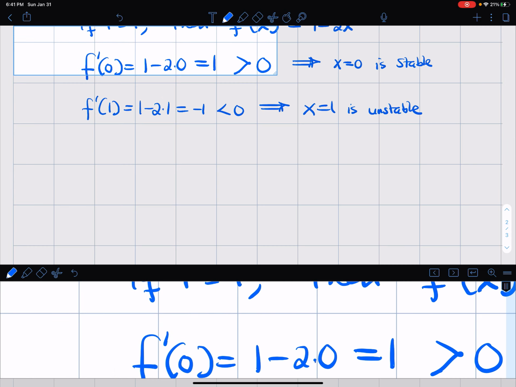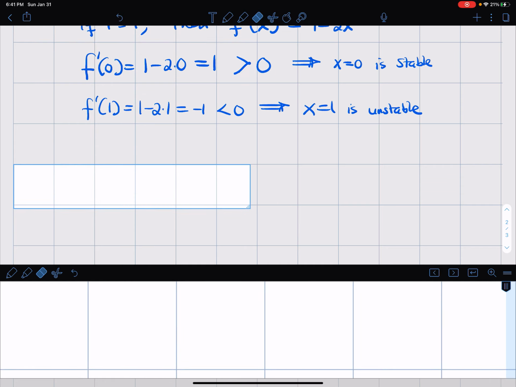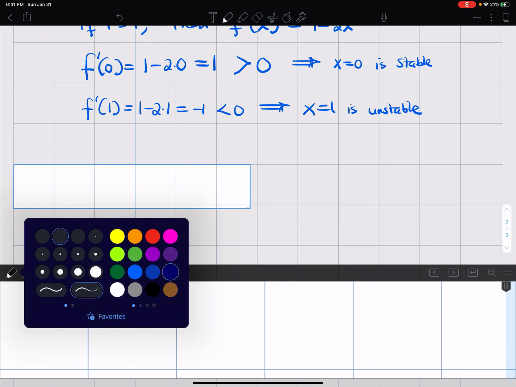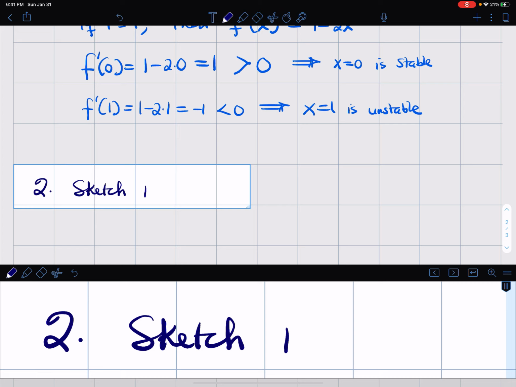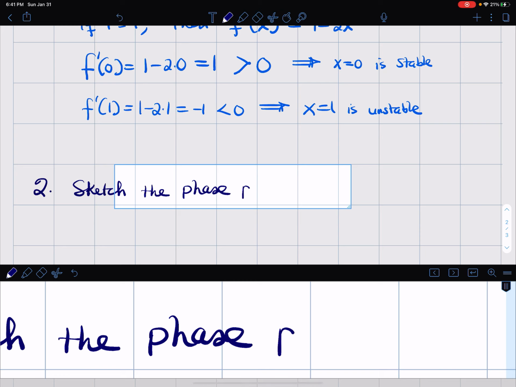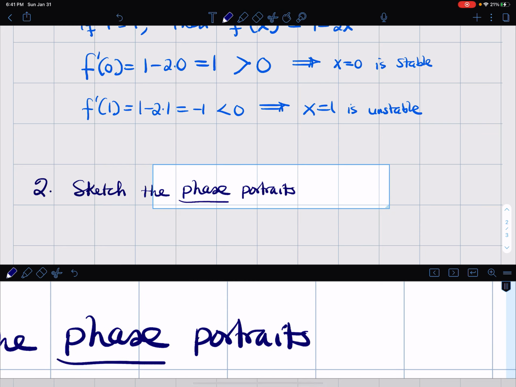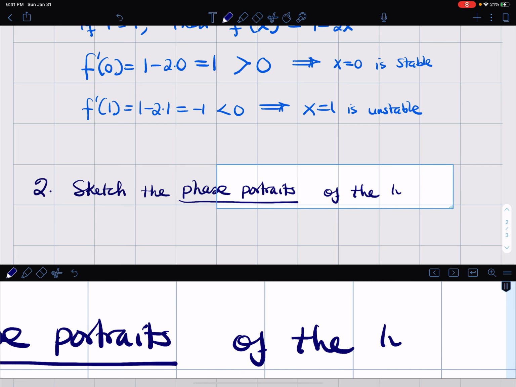Okay, let's dig deeper into this. What does this mean? We can answer this with another problem. The problem is to sketch the phase portraits of the logistic equation.